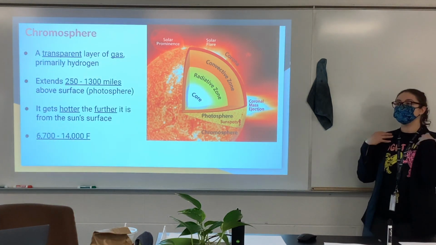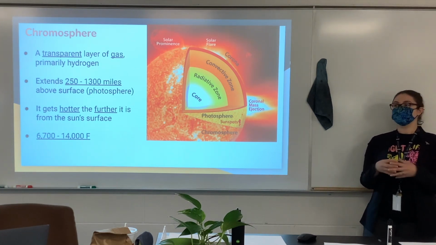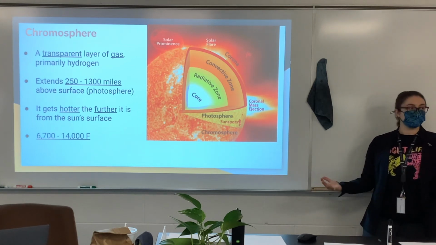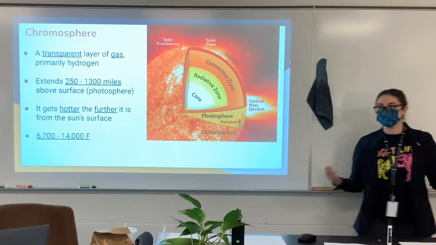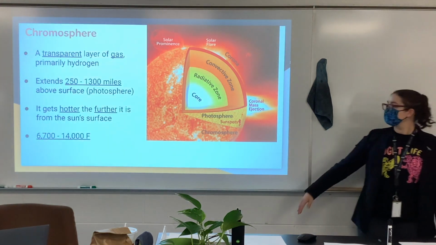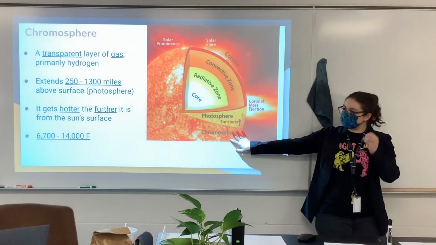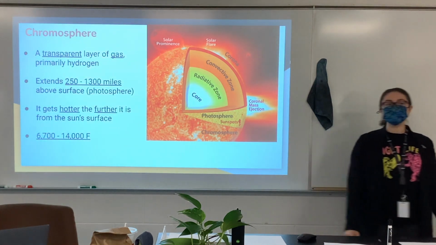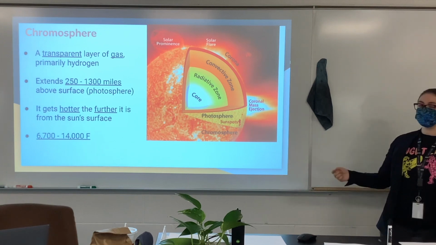In our everyday experience, if you have a source of heat, it should get cooler the farther away you are from it, right? If you've got a campfire and you stand right next to it, it gets really warm, but the farther and farther you get away from the campfire, the less warm it feels. And so far, the sun has kind of shown that. The core was the hottest and it got cooler and cooler as we go out. However, the chromosphere starts to get hotter the farther it is from the sun's surface.